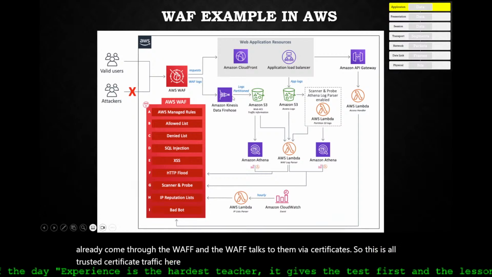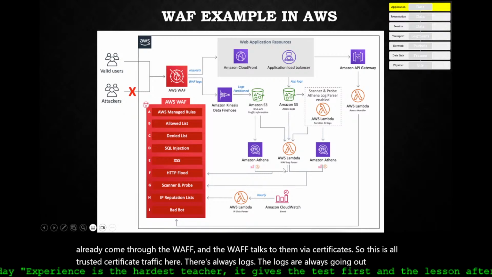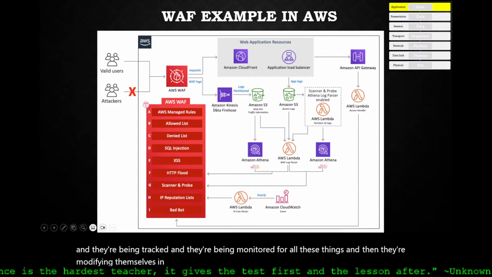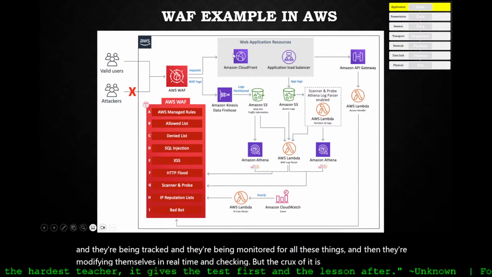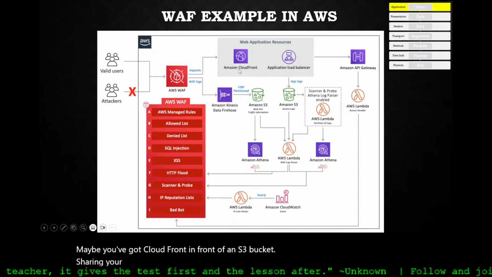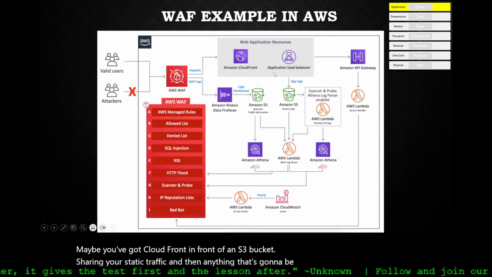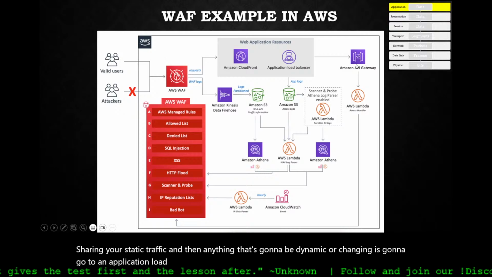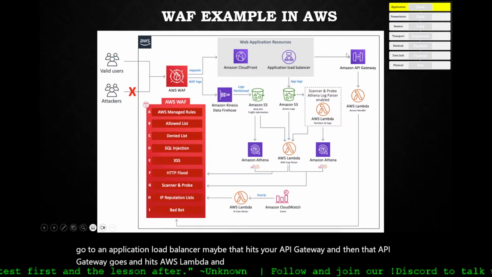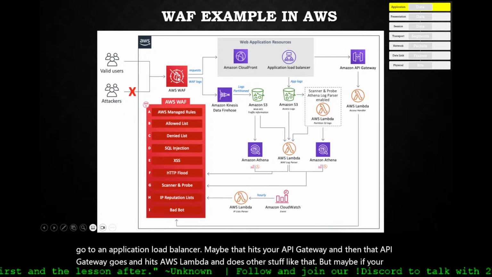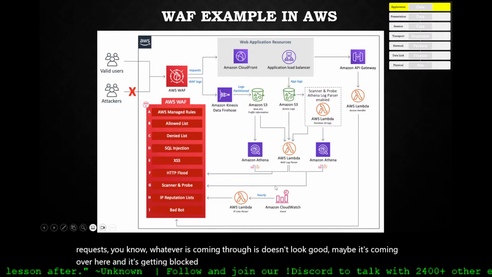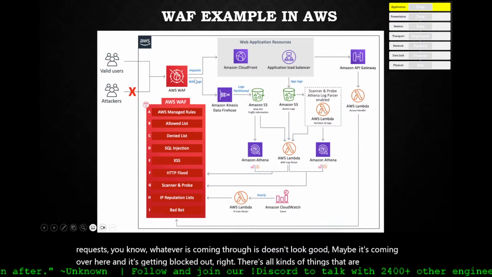There's always logs. The logs are always going out somewhere, and they're being tracked and monitored for all these things, and then they're modifying themselves in real time and checking. But the crux of it is requests are coming in. Maybe you've got CloudFront in front of an S3 bucket serving your static traffic, and then anything that's going to be dynamic or changing is going to go to an application load balancer. Maybe that hits your API Gateway, and then that API Gateway goes and hits AWS Lambda and does other stuff like that. But maybe if whatever's coming through doesn't look good, it's coming over here and getting blocked out, right? There's all kinds of things that are happening as traffic's coming through a web application firewall.